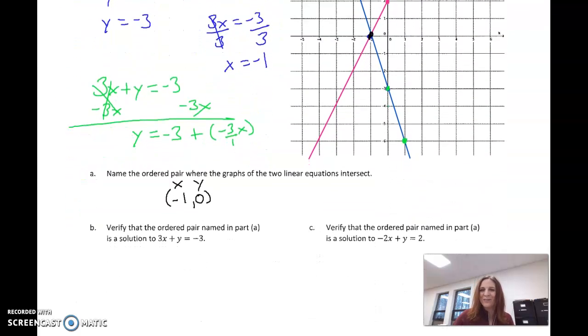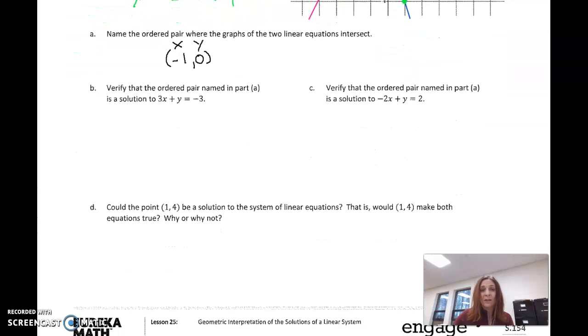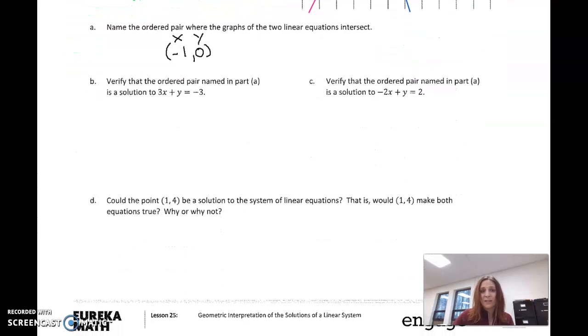Okay, so now let's verify it. Okay, let's prove it. That's right. So I said that negative 1, 0 is a solution to this. So I'm going to plug in negative 1 for x and 0 for y and see if it works. 3 times negative 1 plus 0 does, that's supposed to be a question mark. We'll get there. Does that equal negative 3? Well, this adding of 0 doesn't do anything, and 3 times negative 1 is negative 3. So, yep, I'd say it works.